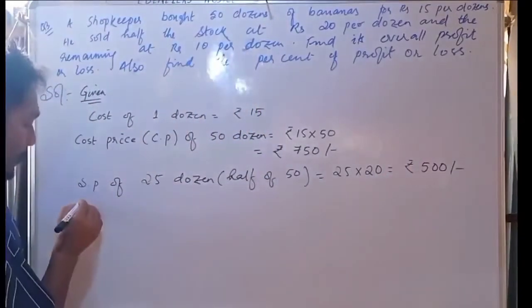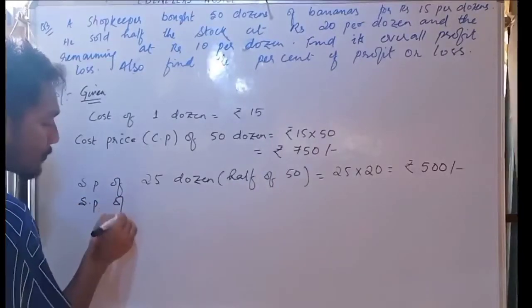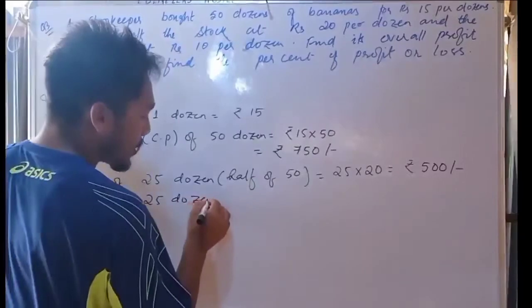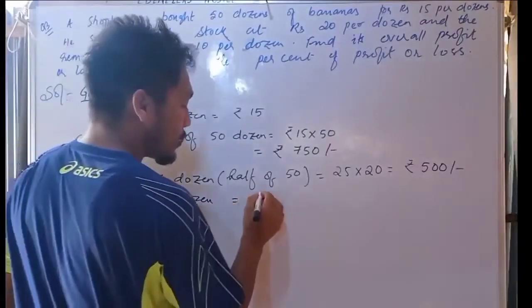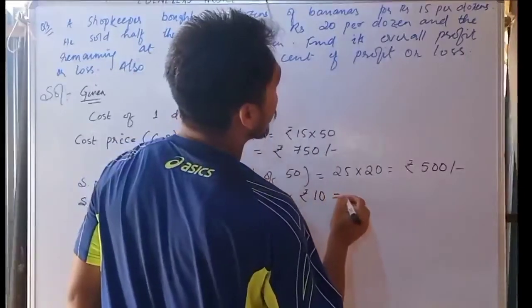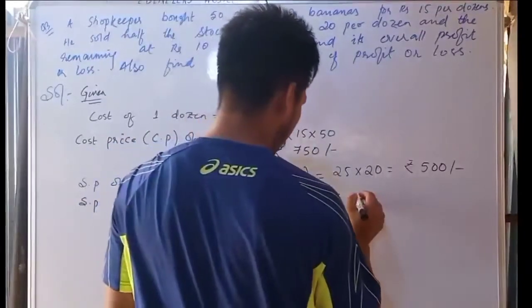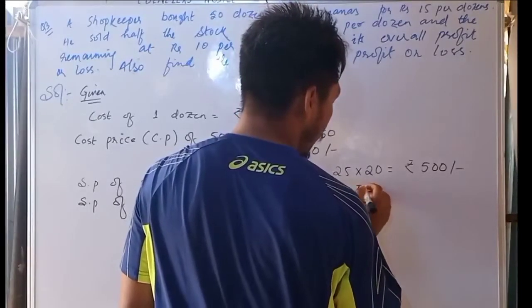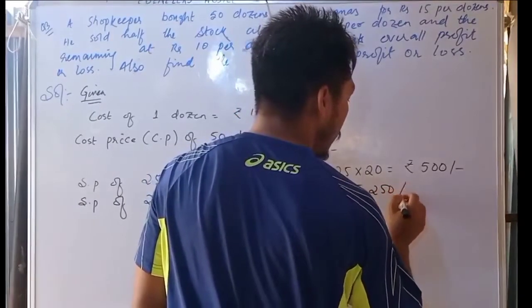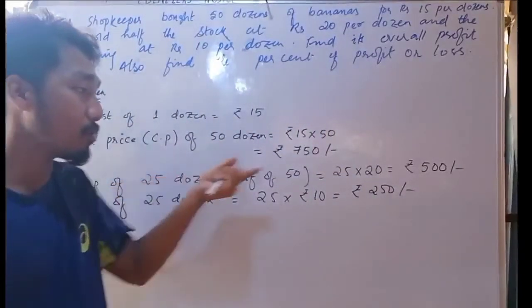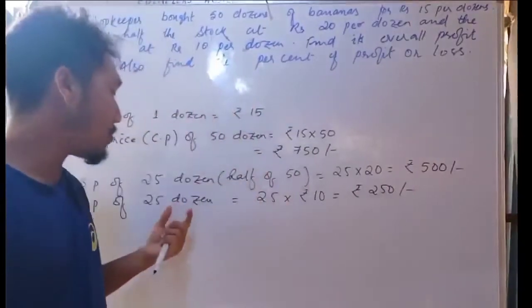Again, he sold another 25. Selling price of another 25 dozen, that is again half of the stock, is 25 into how many rupees? 10 rupees. For the 10 rupees you sold at, how much is it? 25 into 10 is 250 rupees. Rupees 250 is your selling price. First you sold 25 dozen for 500, and another 25 for 250.